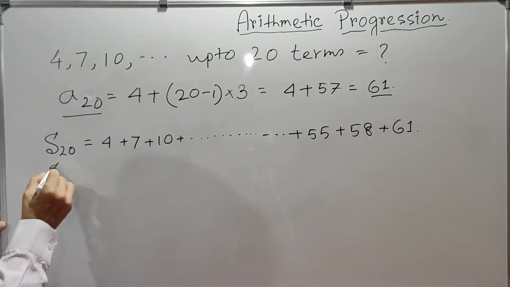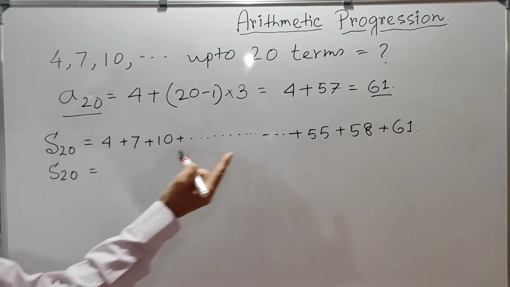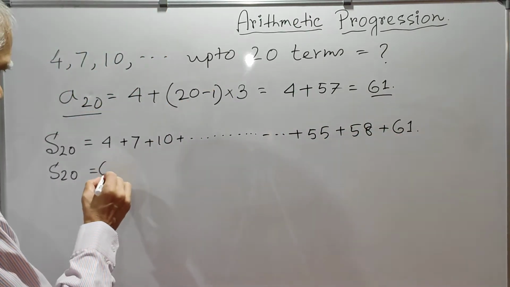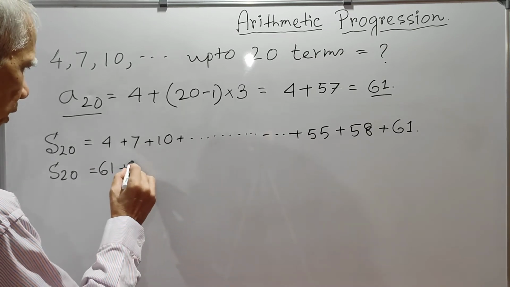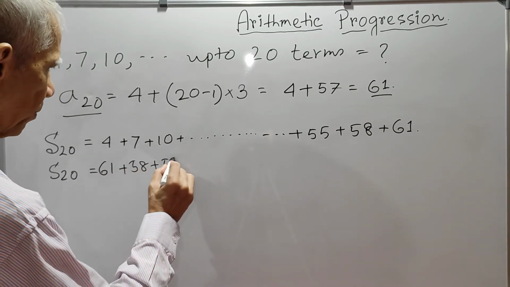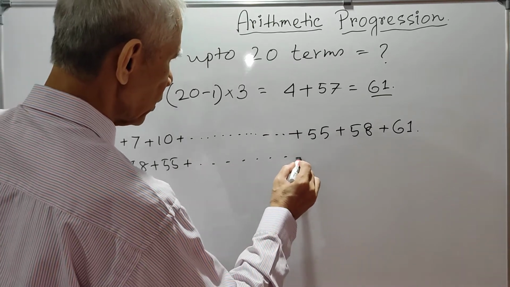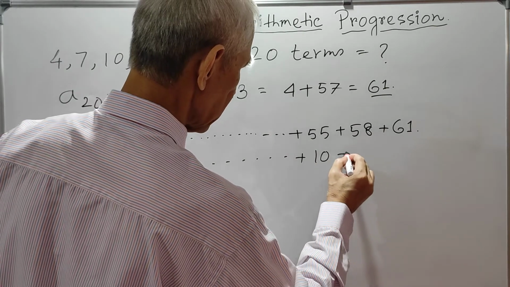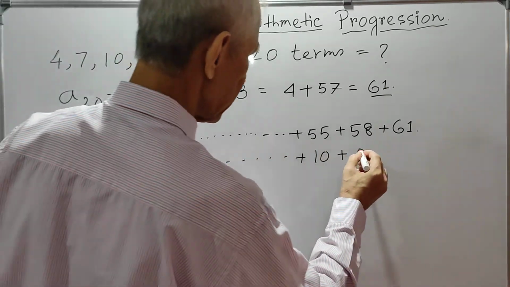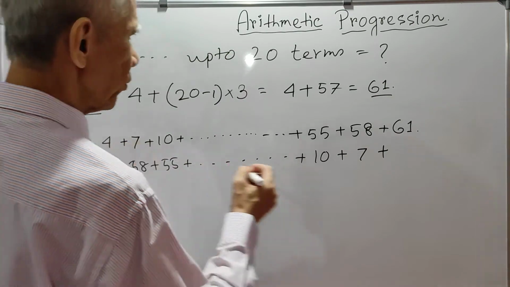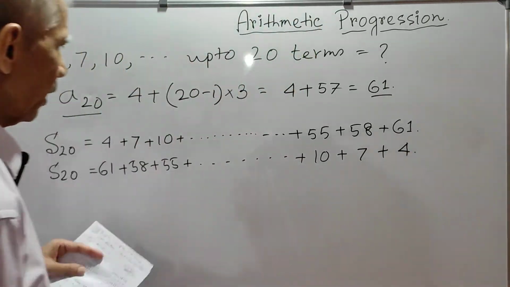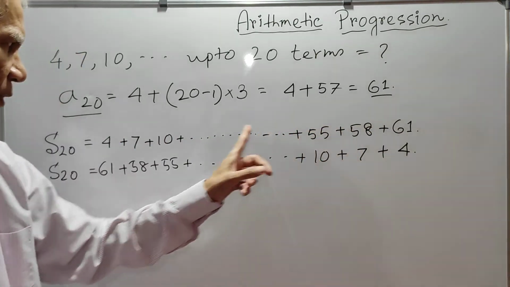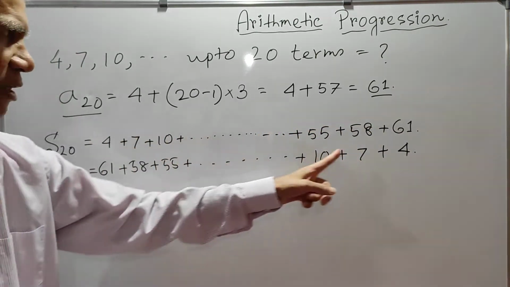Now we write the same thing, but in the opposite order. That means 61 first. So 61 plus 58 plus 55 plus, so it will go on. Now below 55 we will write 10. Below 58 we write 7. And below 61 we write 4. So what we have done? The same thing we are writing but in the opposite order. 61, 58, 55, then 10, 7, 4.